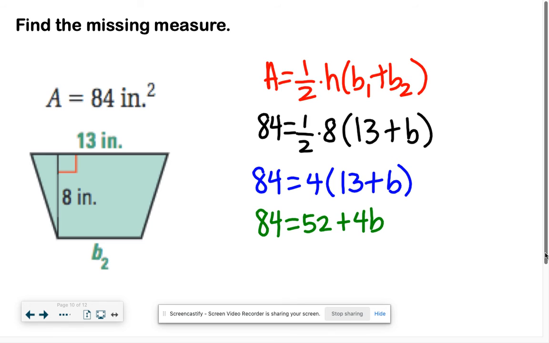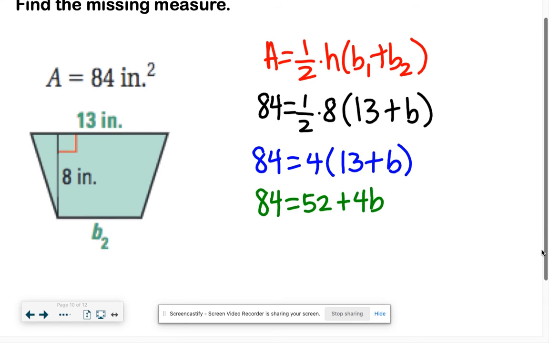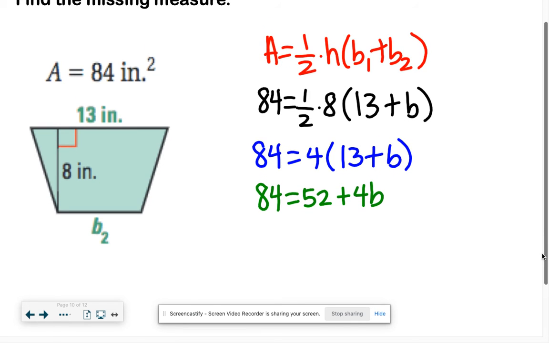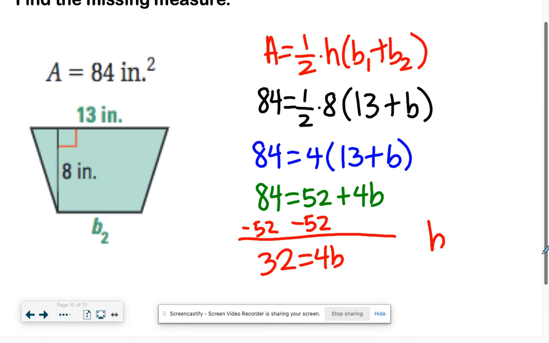Are we kind of similar? Mm-hmm. Okay, then what'd you do? Subtract 52. Perfect. So 84 minus 52 should be what, 32? Yep. Divide that by 4. And we get b equals 8. Are we kind of close? Yeah. Ready for the last one?